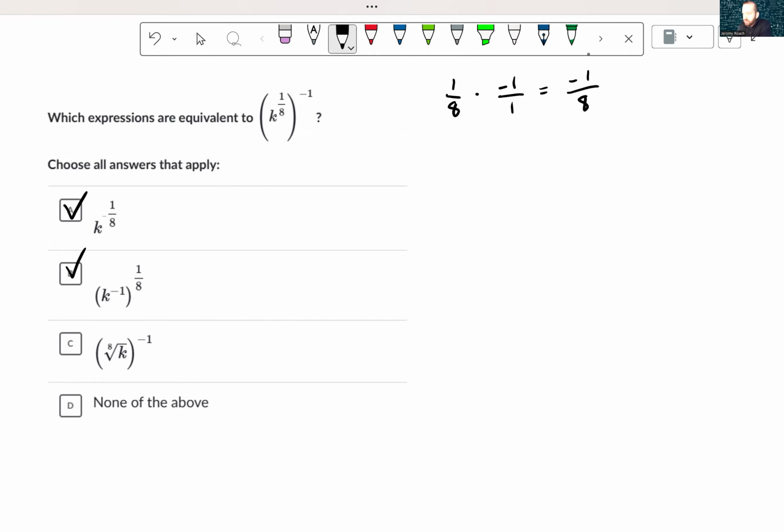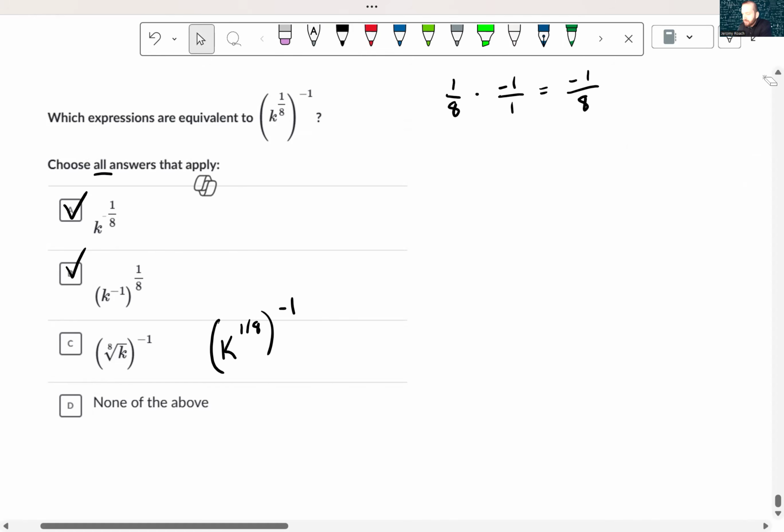It says choose all the answers that apply. So it could be C. So let's double check. This is the 8th root of K, and K is just to the power of 1. So this is K to the 1/8 raised to the -1. That's the same thing that it says here in our original problem. And so that means it's going to be K to the -1/8 as well. So it looks like all three of these are equivalent.